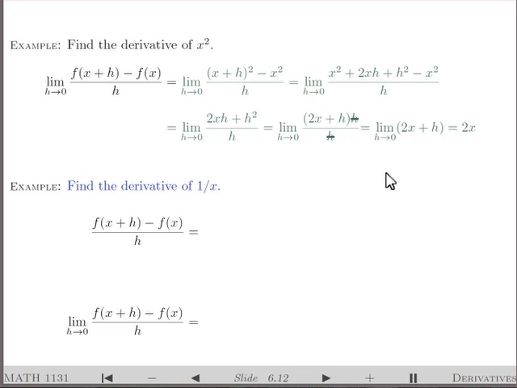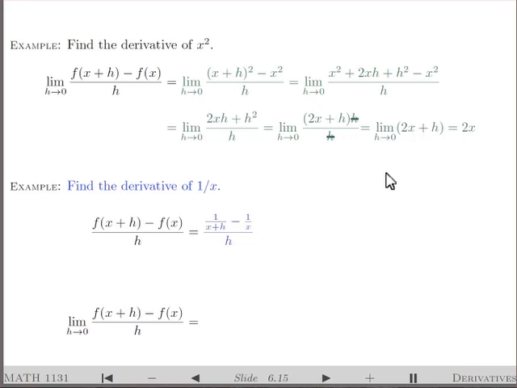Let's step outside the realm of polynomials to rational functions. The simplest rational function that's not a polynomial is 1 over x. Let's do its derivative. If f(x) is 1 over x, f(x + h) is 1 over x plus h. f(x) is 1 over x.